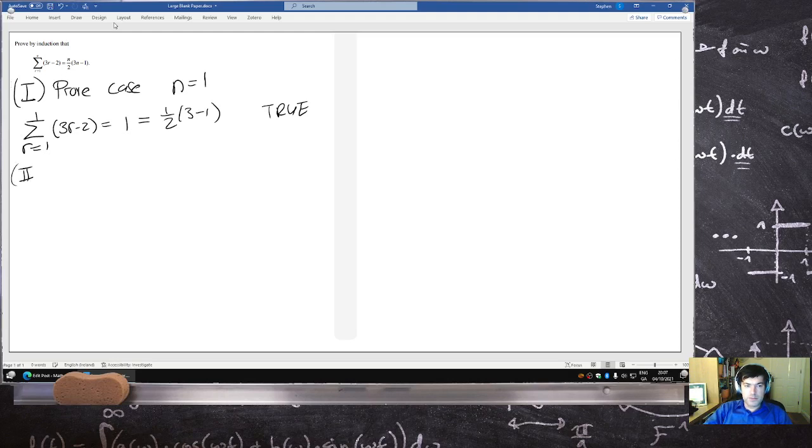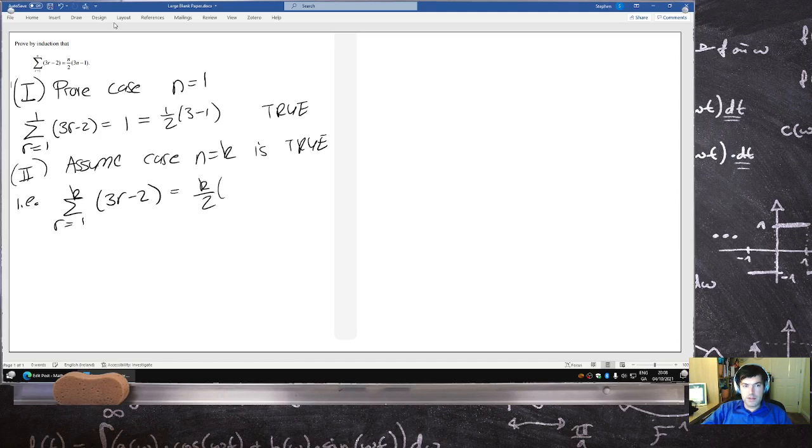Step 2, we assume case n equals k is true, i.e. the sum from 1 to k of 3r minus 2 is equal to k over 2 times 3k minus 1.